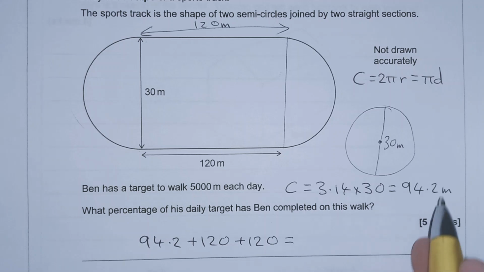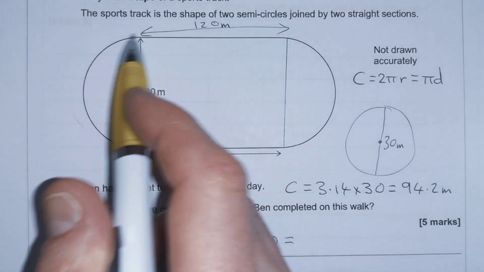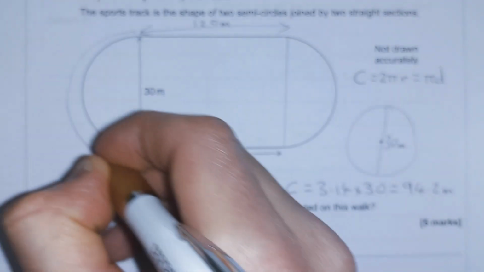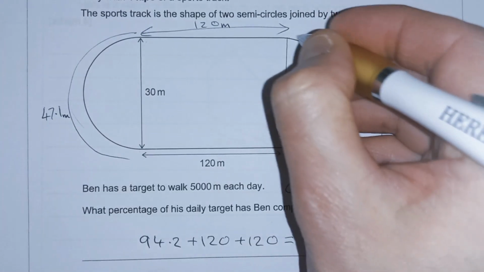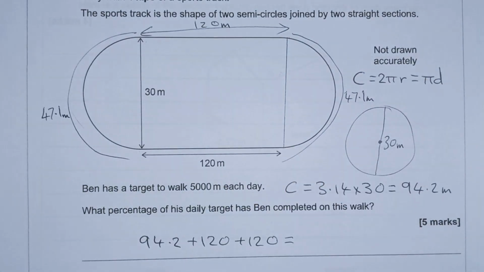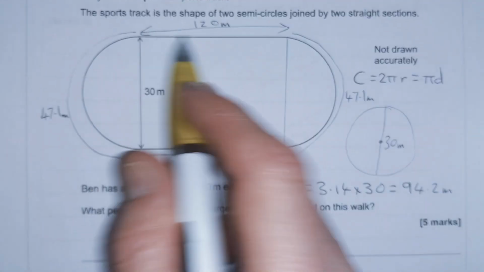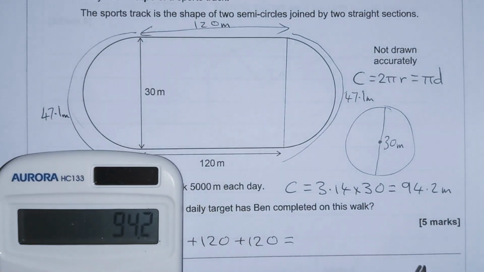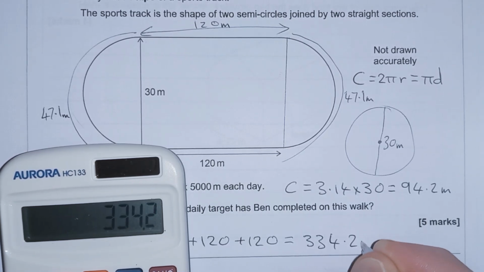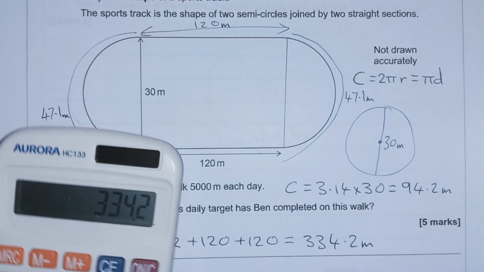Okay. Now if you're thinking, don't we need this twice because we've got that and that, well, remember that's a semicircle and that's another semicircle. So actually, if you want to know the distance of that, you could divide 94.2 by 2. So in other words, that is 47.1 metres, and that's another 47.1 metres. But we're just adding them together. So we don't need to divide it by 2. So we've got that plus that is 94.2 metres. Add 120, add another 120, and we get 334.2 metres.